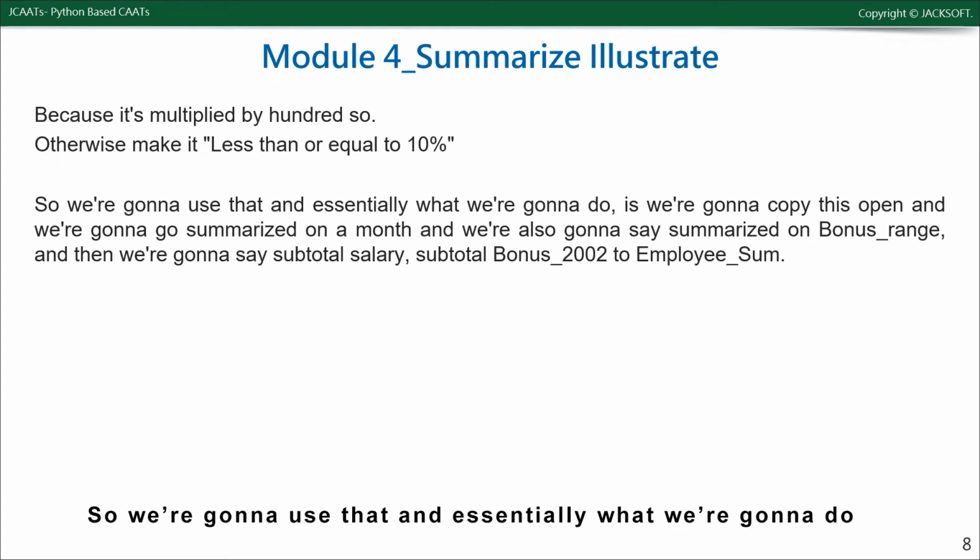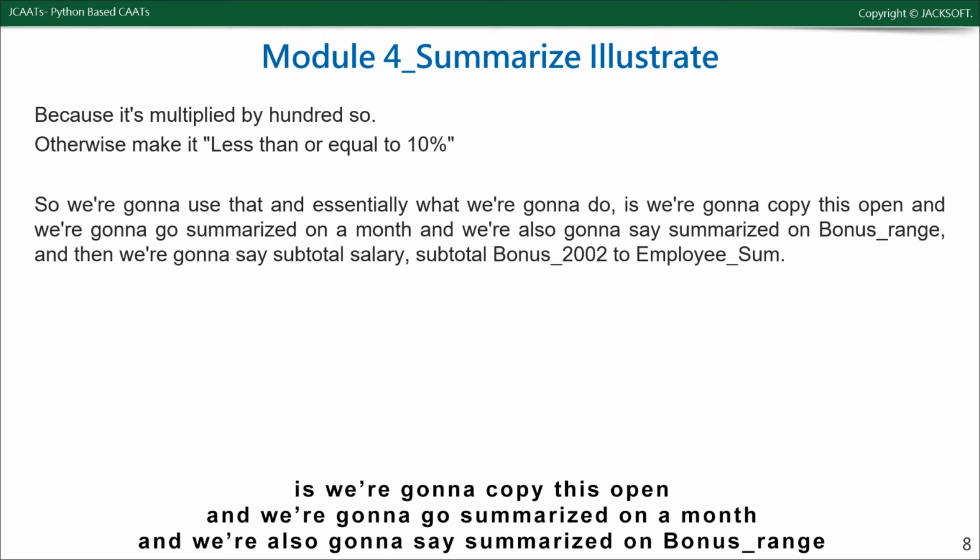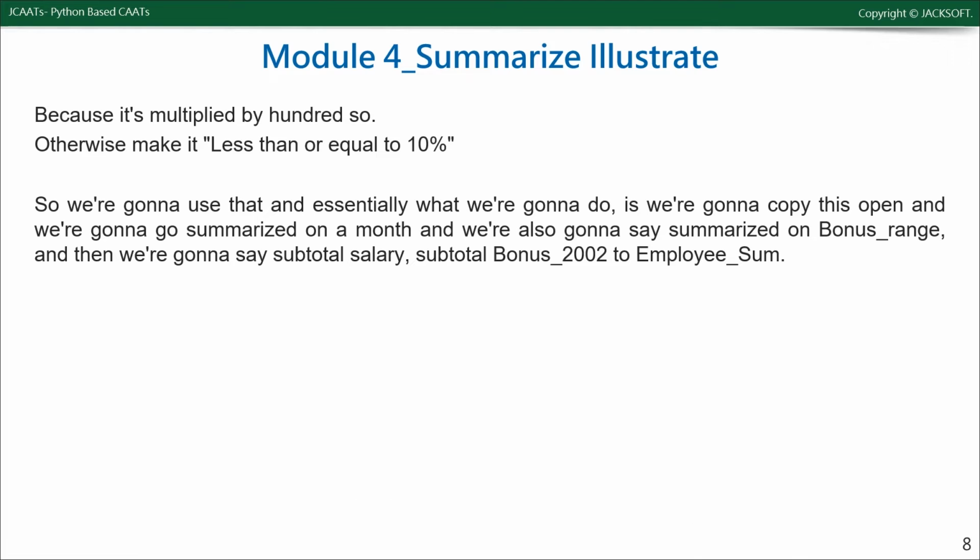So we're going to use that, and essentially we're going to copy this open, and we're going to summarize on month, and we're also going to summarize on bonus_range. And then we're going to subtotal salary, subtotal bonus_2002 to employee_sum.